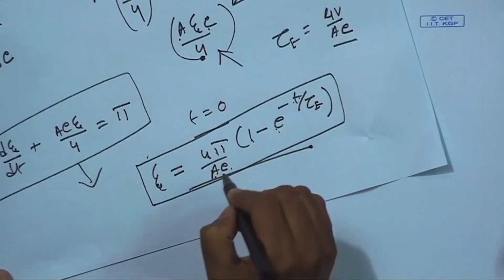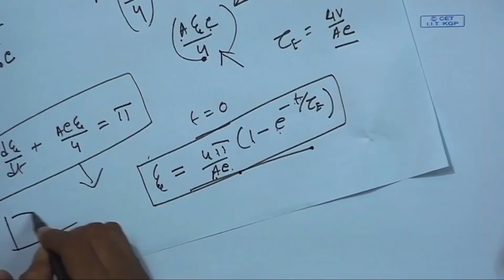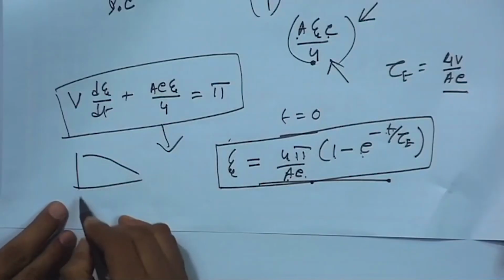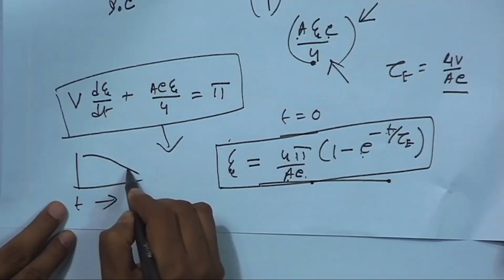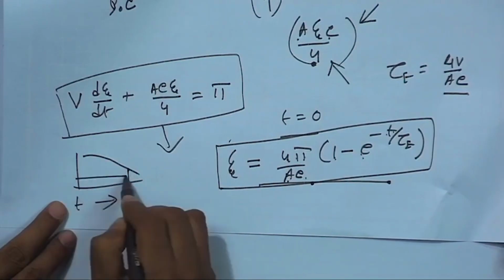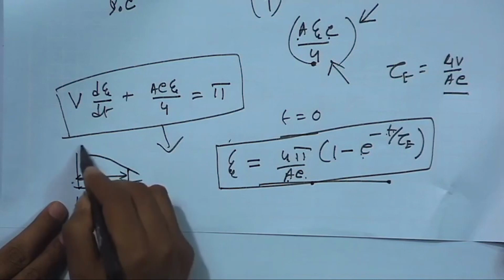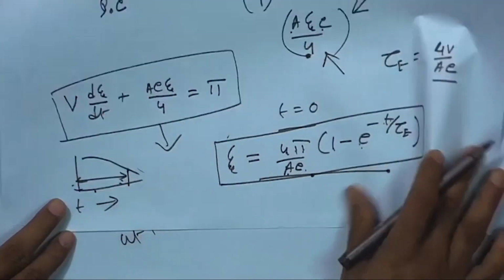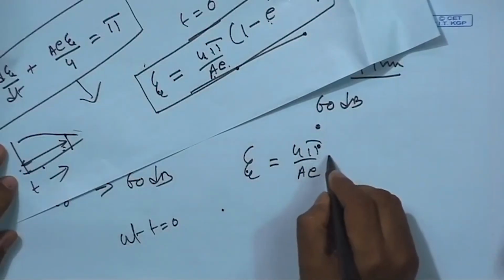So, that discharge equation, I said that it discharges this way. I said this is time. I said that if the discharge level is this, then this time is called the reverberation time. Then I can calculate this time by discharging. So, at t equal to 0, psi is nothing but 4 pi by AC.